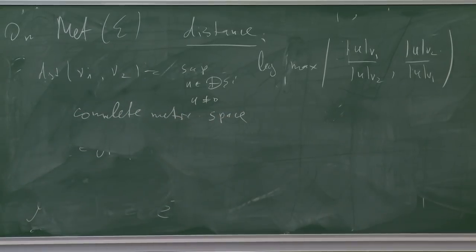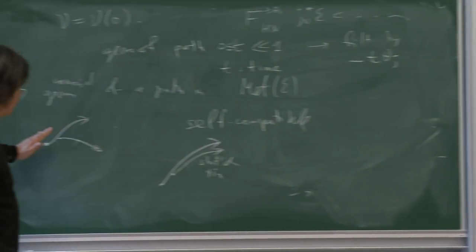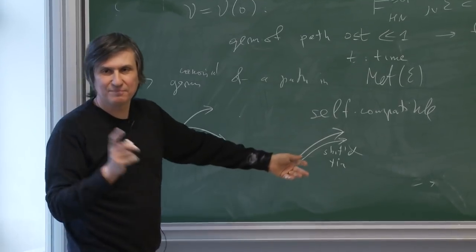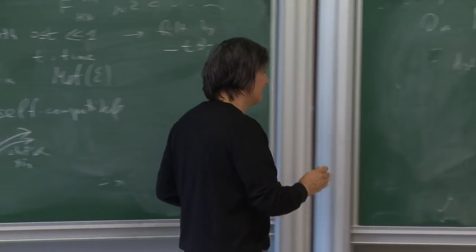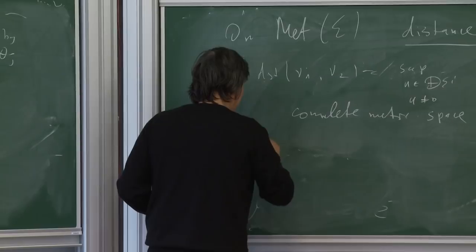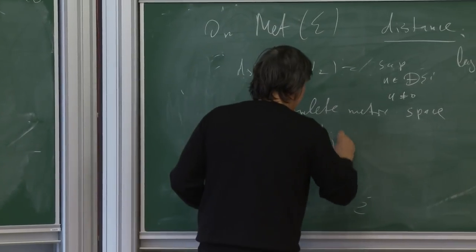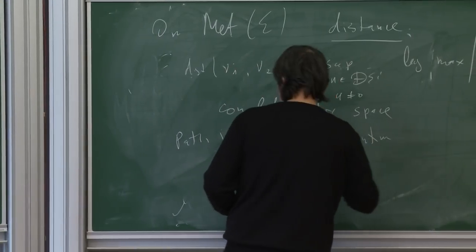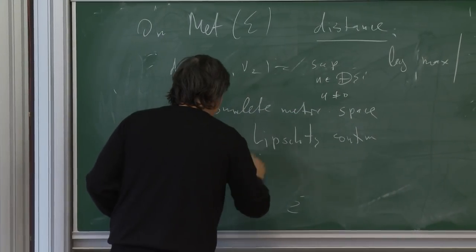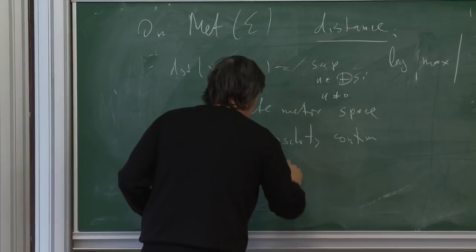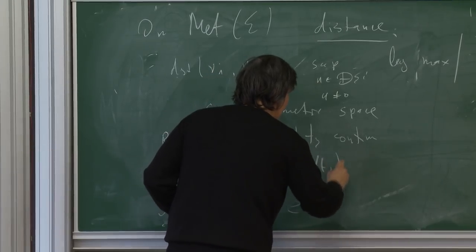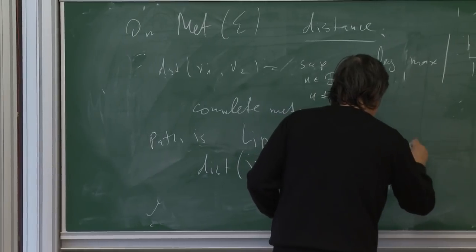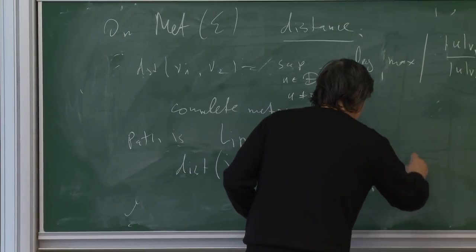And now, when I consider this path, it moves with a speed less than pi, because my argument is between 0 and pi. This path is Lipschitz continuous. So the distance between nu(t1) and nu(t2) is less than or equal to pi times |t1 minus t2|.